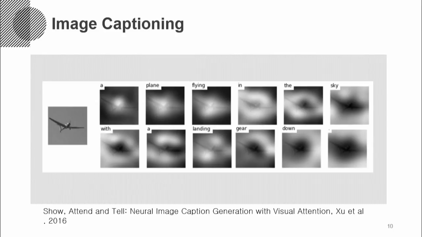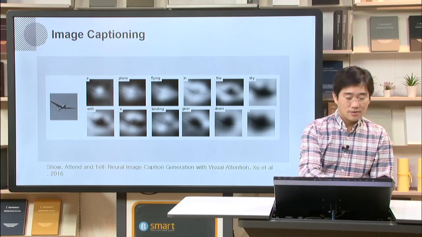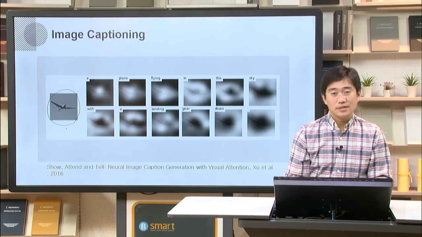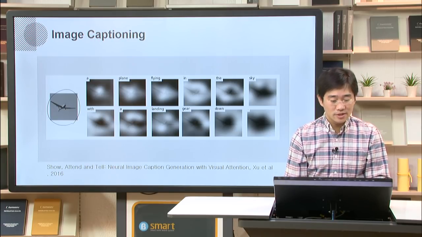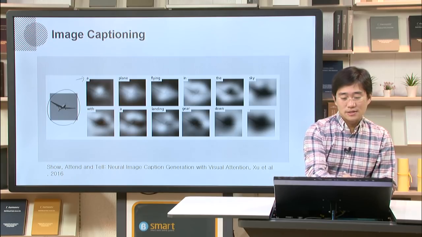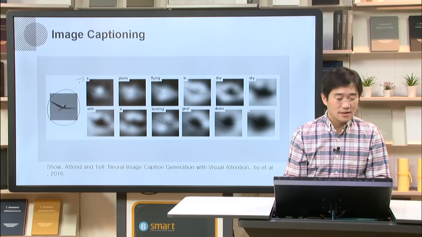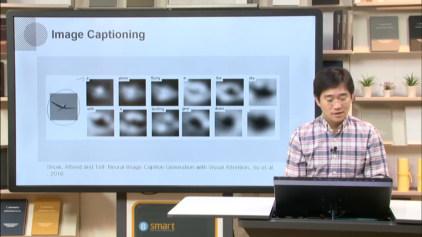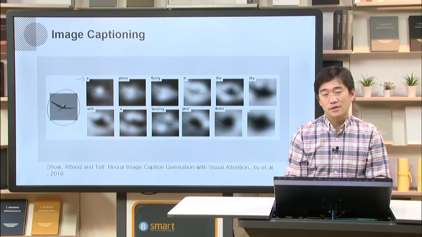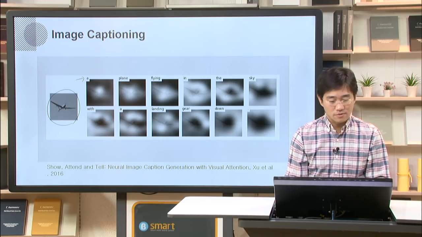Deep learning was also applied in even more complicated applications. In this case, we give a single image, and our deep learning model can generate an explanation about what the image is about, a phrase like "a plane flying in the sky with the landing gear down." This sequence of text was automatically generated by our deep learning model.